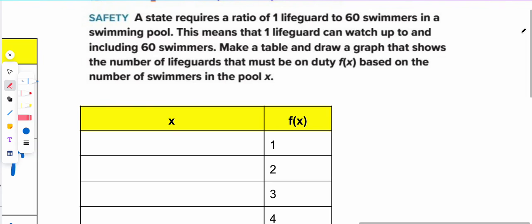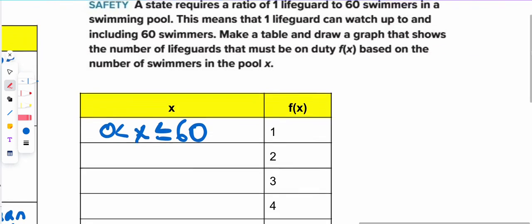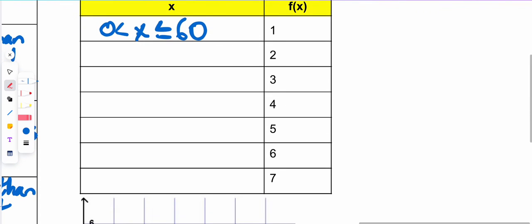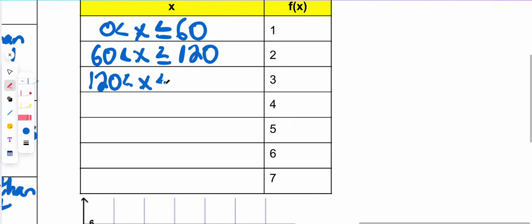So when there's 1 lifeguard, that means we have somewhere between 0 and 60 swimmers. Once we get above 60, we then have to add another lifeguard. So when it's between 60 and the next 60 people, which would be 120, we have to have 2 lifeguards. Once it goes above 120, we have to add in a 3rd lifeguard until we've reached 60 more people, so 180.